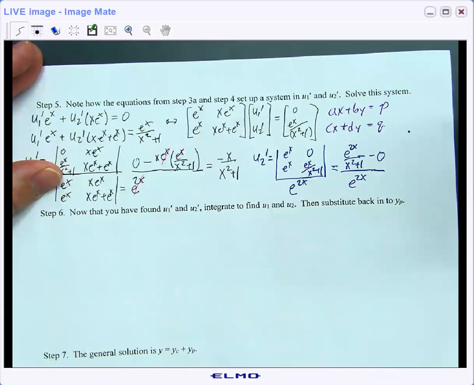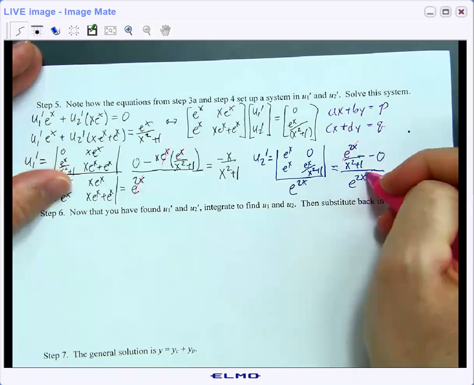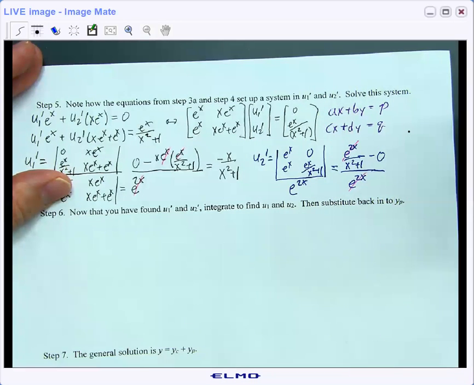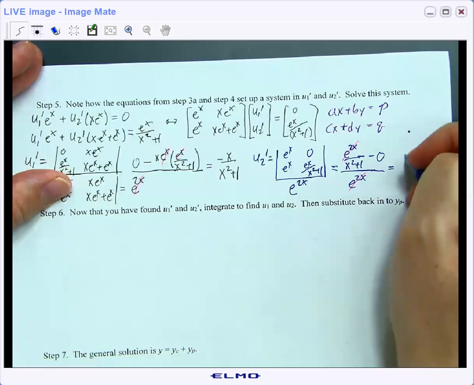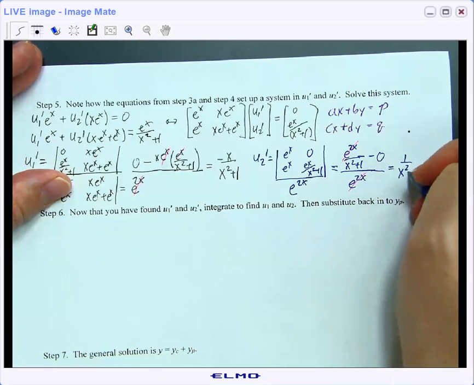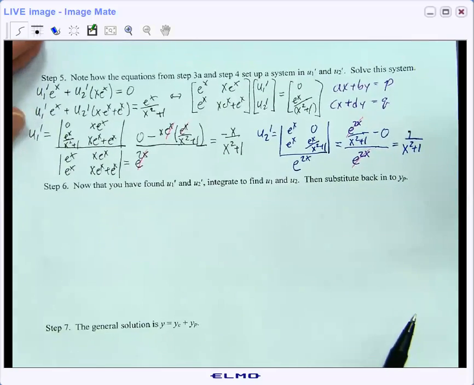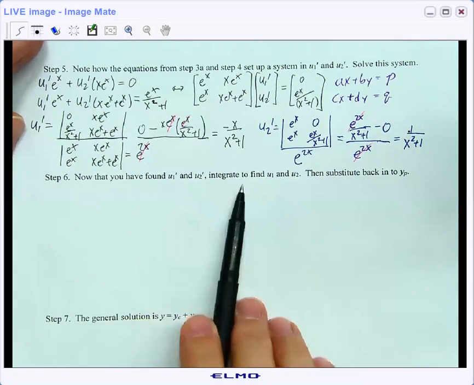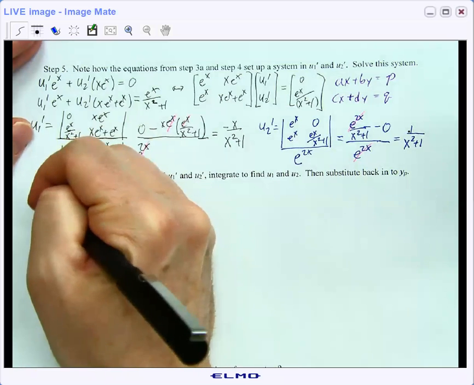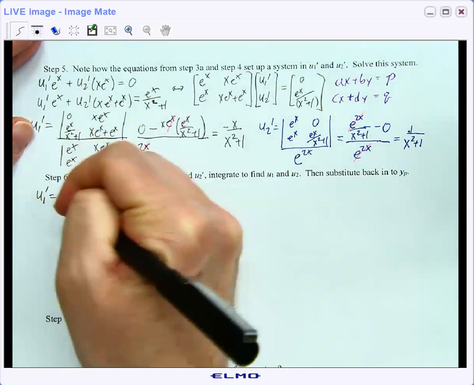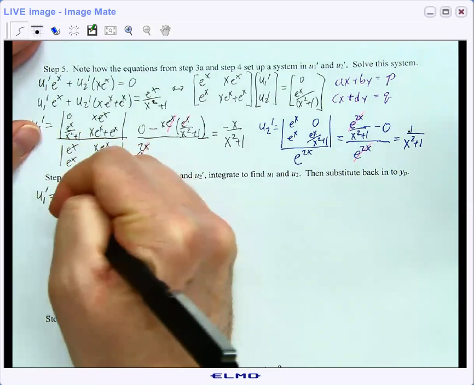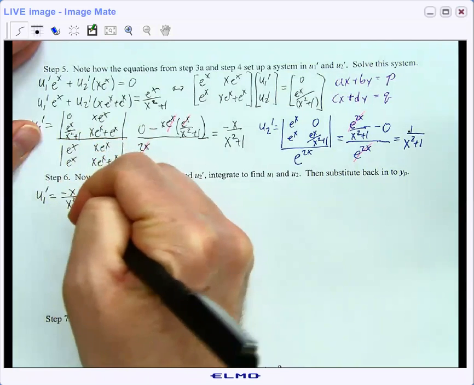And once again, we like this problem. It's not too bad. The e to the 2x's will divide out, and we will get simply 1 over x squared plus 1. So we now know what u1 prime is and what u2 prime is. So we can take those and integrate to find u1. Let's remember that u1 prime is equal to negative x over x squared plus 1.